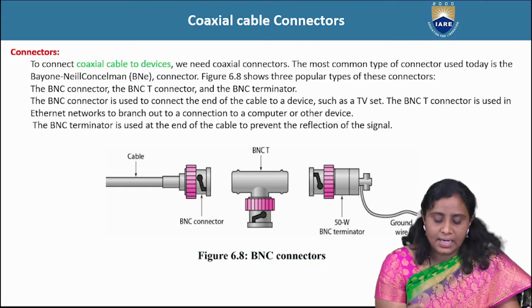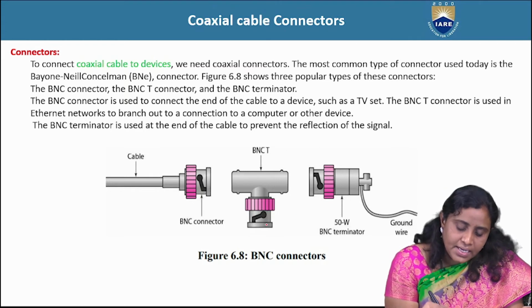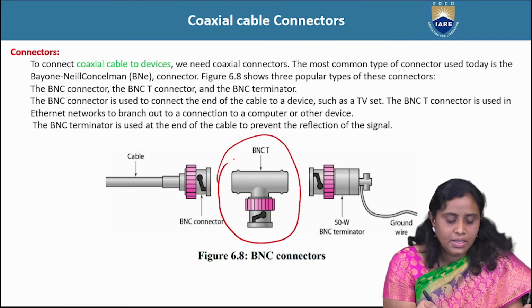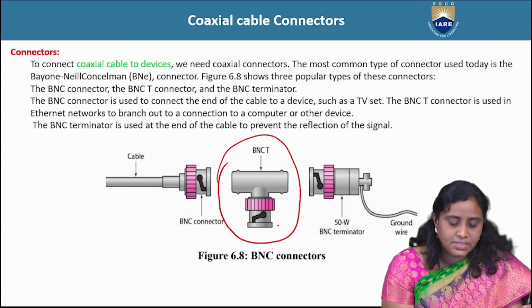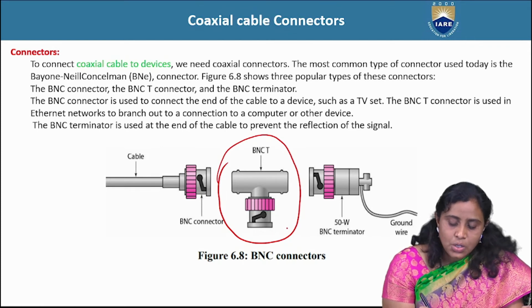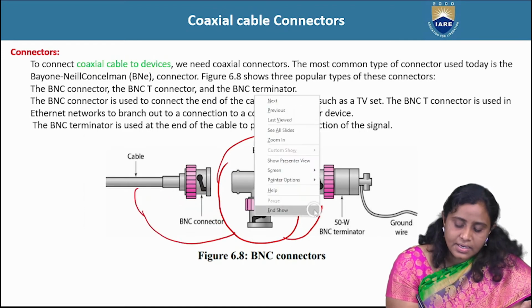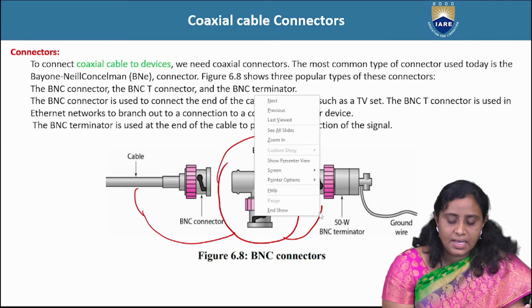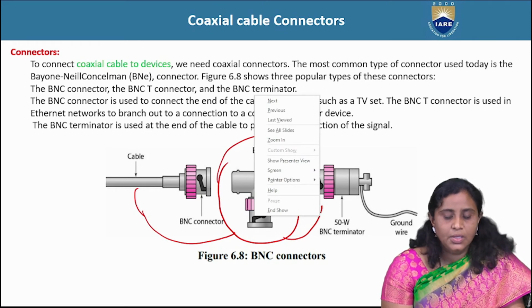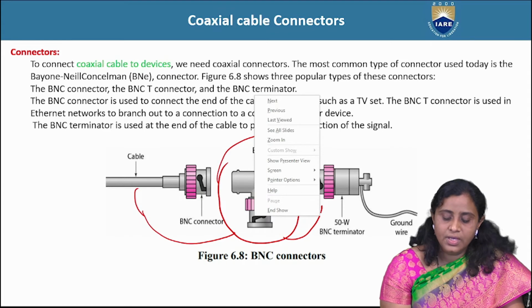And the BNC-T connector, which will be present in the middle, is used in Ethernet networks to branch out a connection to a computer from one device to another device. And the last one, the BNC terminator, is used at the end of the cable to terminate the signal.